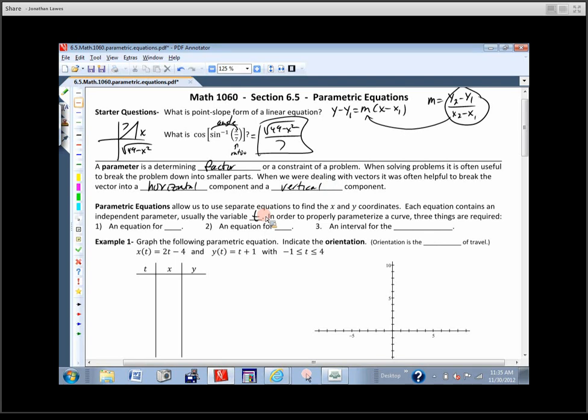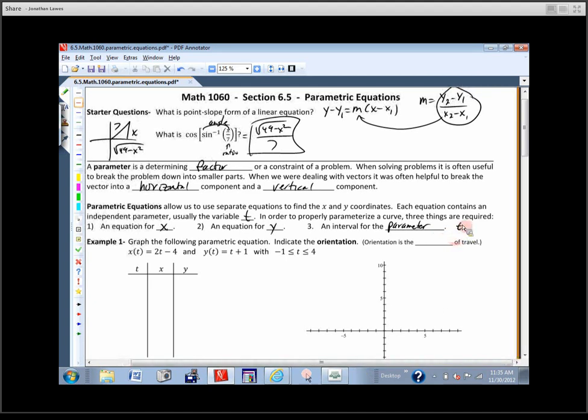So we're going to look at curves or graphs that have been parameterized, and when you parameterize a curve, you need three things. You need an equation for x, an equation that tells you what the x-coordinate is. You need an equation for y, again, an equation that tells you what the y-coordinate is. And you need an interval for the parameter. Usually we use the variable t for the parameter, so we're going to call this a t interval. So you need an equation for x, an equation for y, and a t interval.